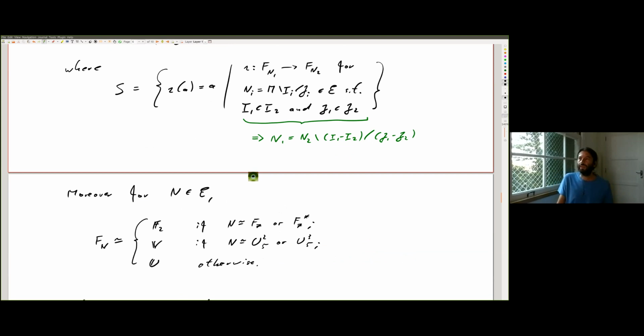Moreover, we can classify these Fn's for n in E as being either isomorphic to F2, the field with two elements, if n is a Fano minor or a dual Fano minor, being isomorphic to the two regular partial field if n is U25 or U35, and in all other cases it's U, the regular partial field. This gives us a way of calculating the foundation for any possible matrix in terms of small building bricks.